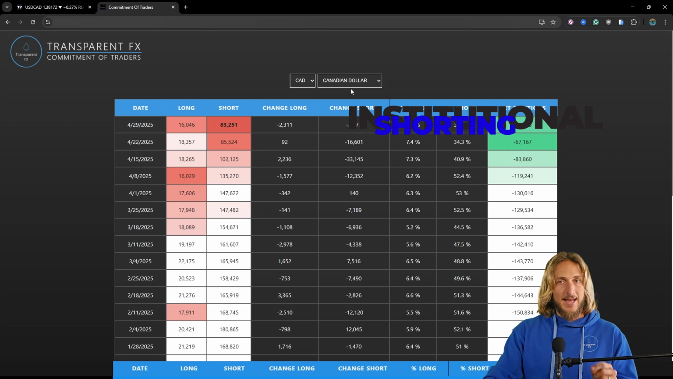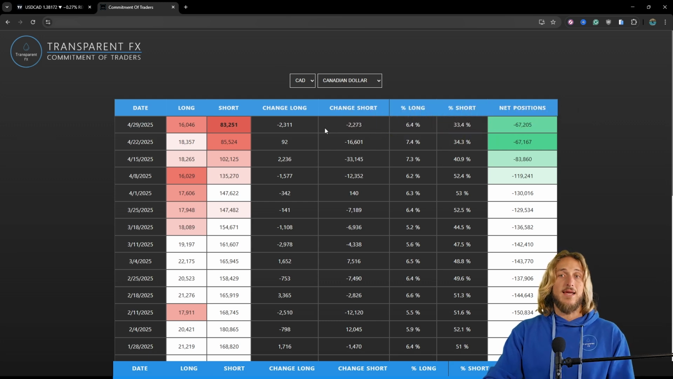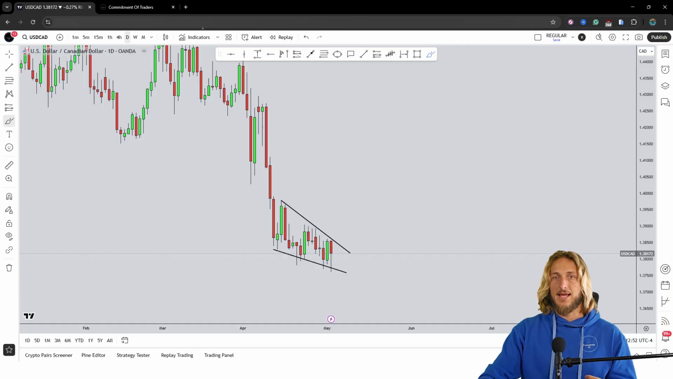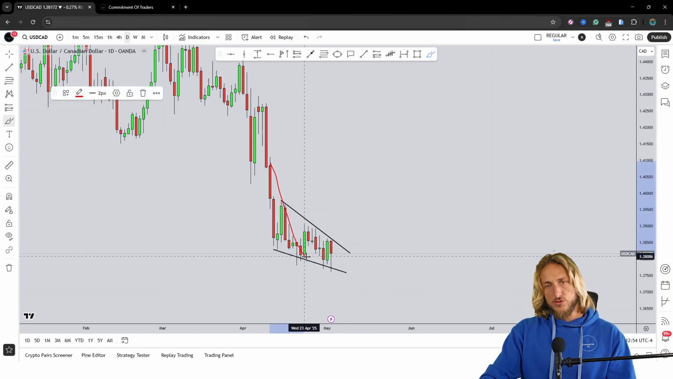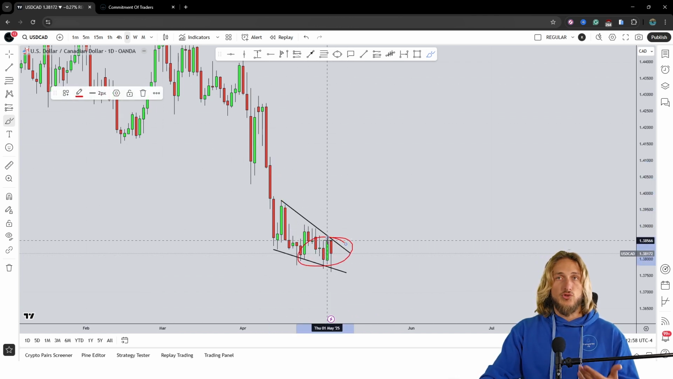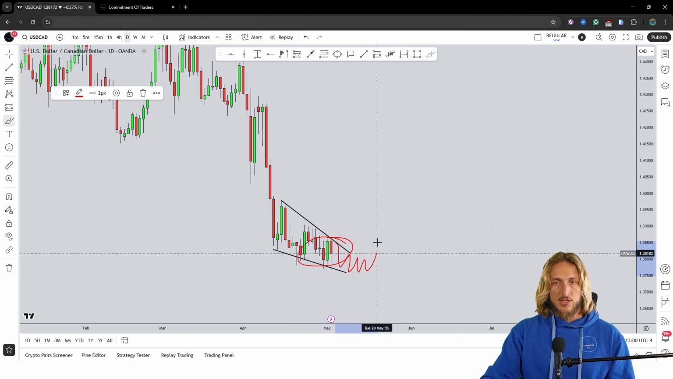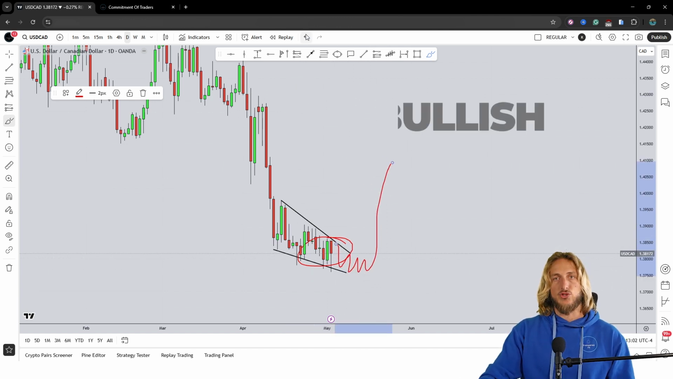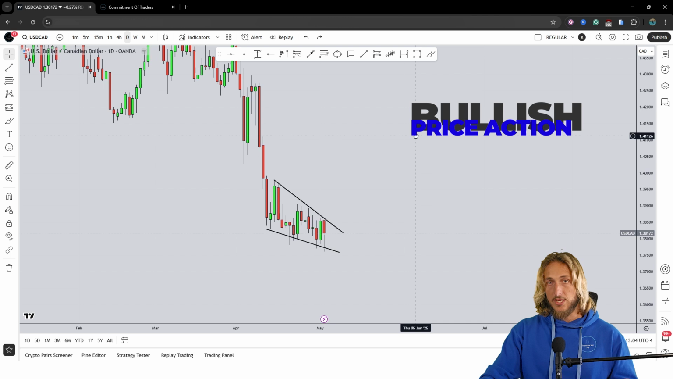CAD. But now we're starting to see essentially, almost for the first time, I would say, minus 2,300 longs, which means that institutions are closing their longs on CAD USD, so they're closing their shorts on USD CAD. And if institutions are closing their shorts on USD CAD inside of this area, it usually is only a matter of time before longs get added, and then a potential rejection to the upside could potentially happen.